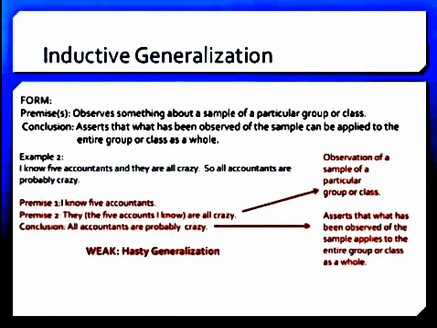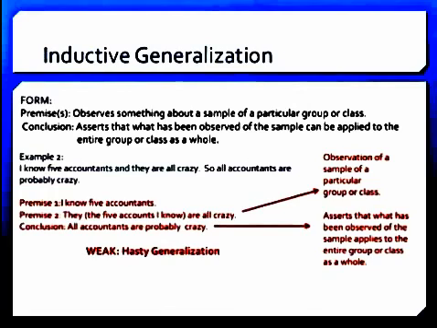Specifically, premise 2 is what makes the observation of a sample of a particular group or class. In this case, it observes that the 5 accountants that I know are all crazy. Then, in the conclusion, the assertion is made about the entire class of accountants, specifically that they're probably crazy.